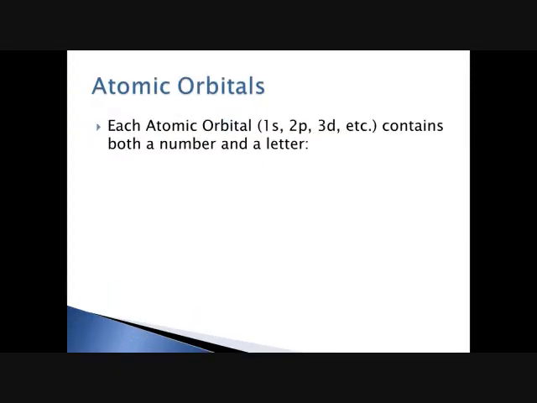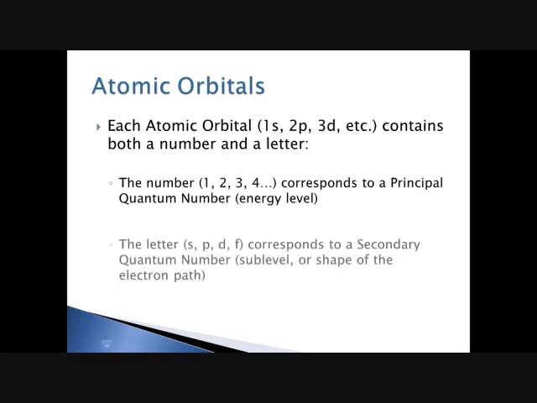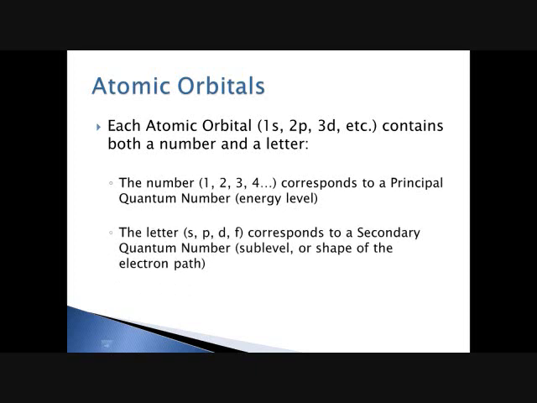What we do need to know are atomic orbitals. And these are made up from the two quantum numbers we just discussed. So the number and letter in each atomic orbital comes from the quantum numbers. The number, which could be 1, 2, 3, 4, up to 7, tells us the energy level that the electron is in. And the letter, S, P, D, or F, tells us the shape or the sublevel in which the electron is traveling. Okay? So these numbers and letters, these atomic orbitals, are how we're going to show how the electrons are filled in each atom.